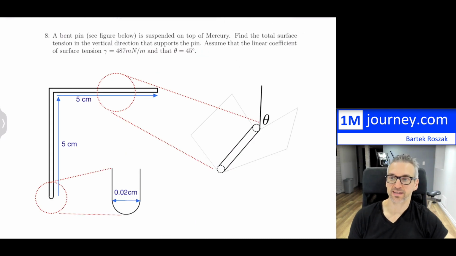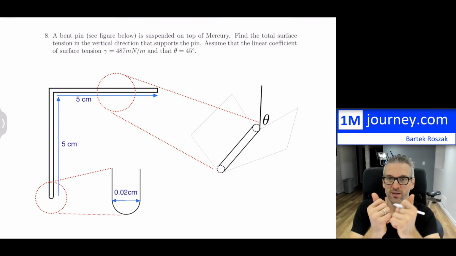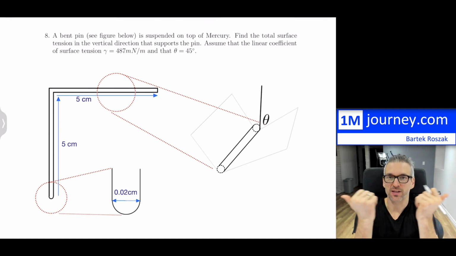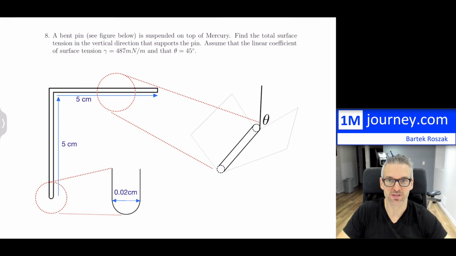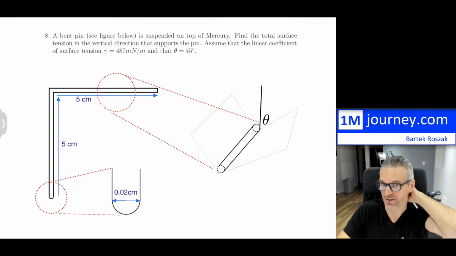Here's the last example. We have a bent pin, as you can see in the figure. It's suspended on top of mercury. We want to find the total surface tension in the vertical direction that supports the pin. Of course, in the horizontal directions, the tensions cancel themselves off, so they're not really supporting anything suspended on top of a fluid. So we'll just look for the vertical pin itself.